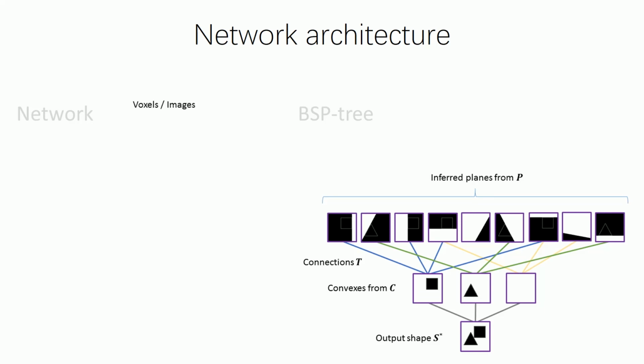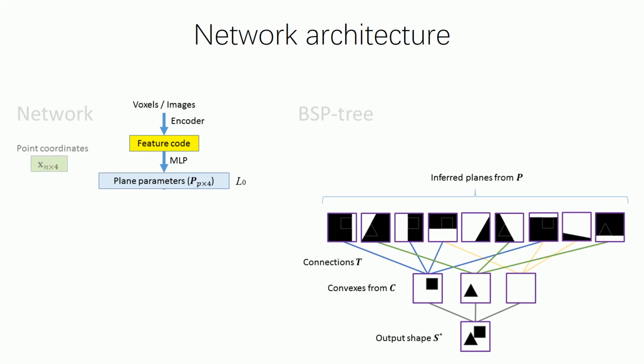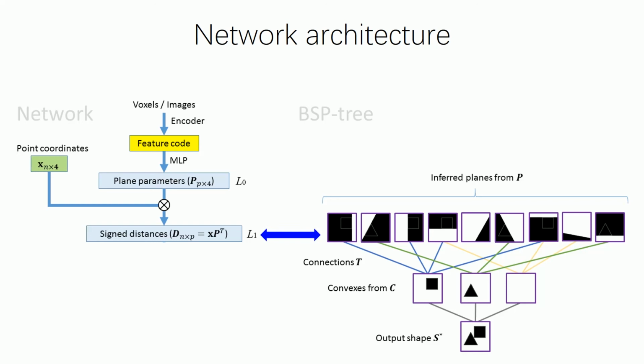Given a voxel model or an image as input, we use an encoder to get the corresponding feature code, and then use an MLP to map the feature code to plane parameters. The planes are the leaf nodes in the BSP tree. Similar to the training of other implicit models, we sample a set of points in space. The product of the plane parameters and the point coordinates will give us the signed distances, which are visualized in the first layer of the right figure.